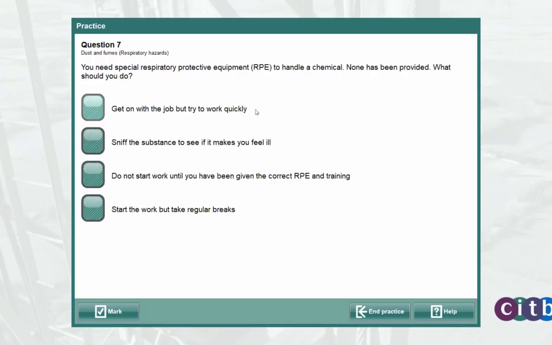You need special respiratory protective equipment, RPE, to handle a chemical. None has been provided. What should you do? Get on with the job, but try to work quickly. Sniff the substance to see if it makes you feel ill. Do not start work until you have been given the correct RPE and training. Start the work, but take a break now and again.